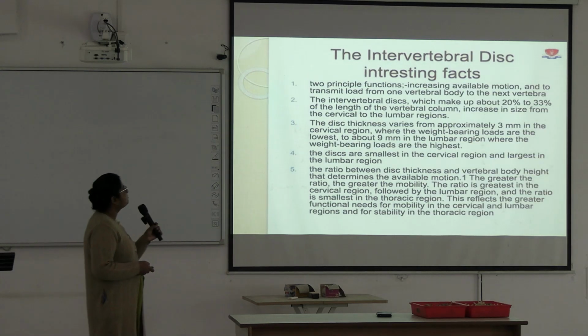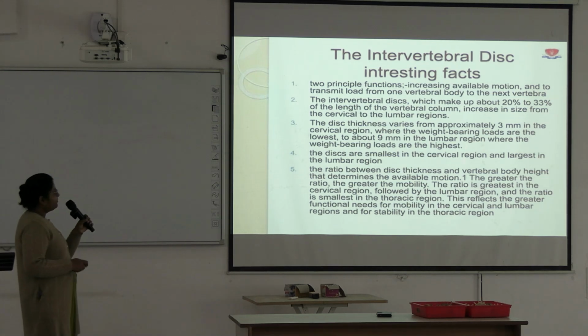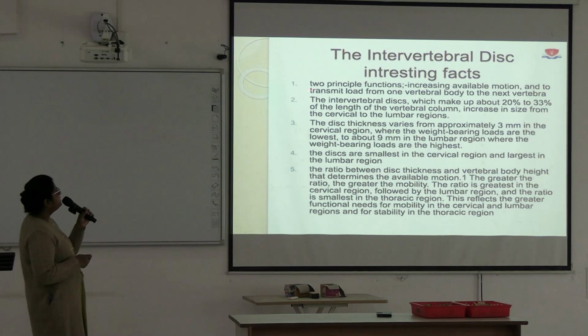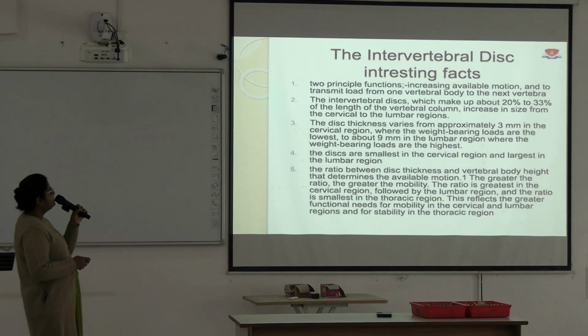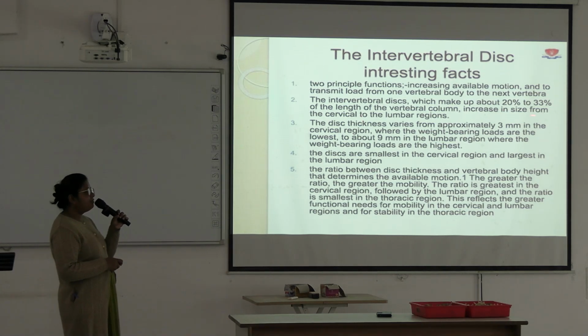Next, some facts about the intervertebral disc. Two principal functions are there of the intervertebral disc: increasing available motion and to transmit load from one vertebral body to the next vertebra. These are the functions of the intervertebral disc. And the intervertebral disc, which makes up about 20% to 33% of the length of the vertebral column, increases in size from cervical to lumbar regions.